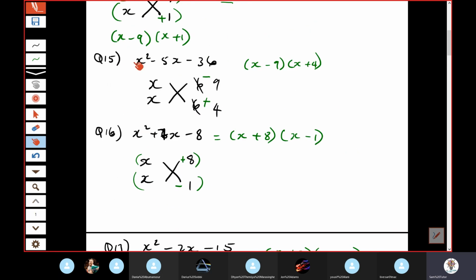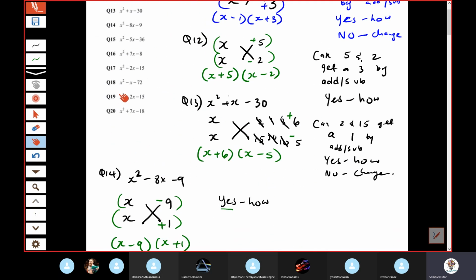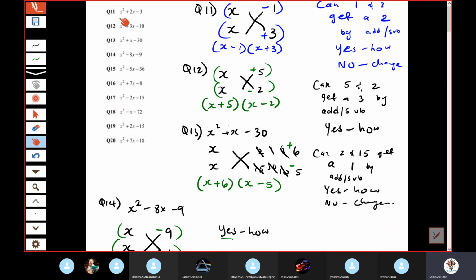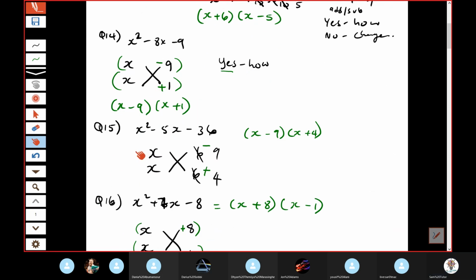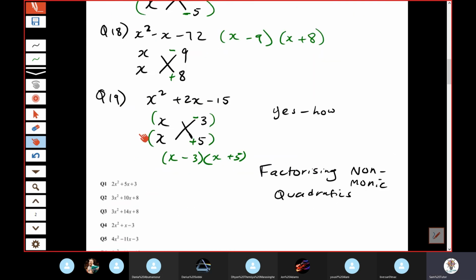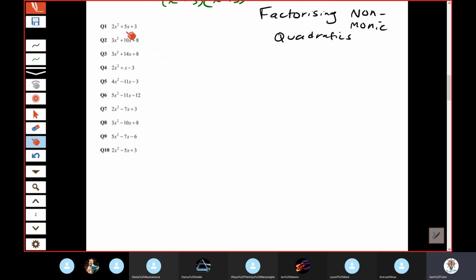Whereas all these questions we just did up here, they all were ones. So these are all called monic, and the ones we're doing right now are non-monic. So factorizing non-monic quadratics. Let's have a look at question 1.